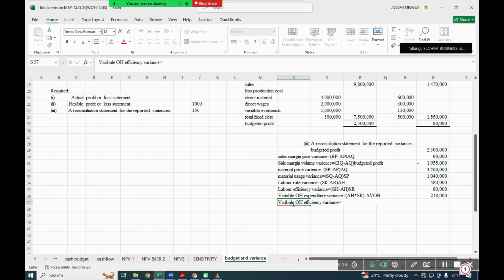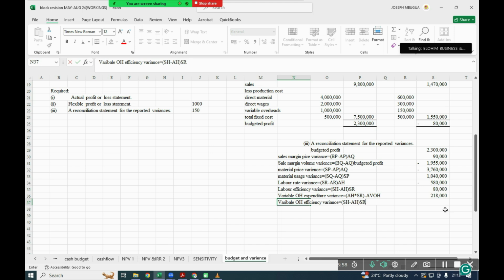And this one is standard hours. So standard hours minus actual hours into standard rate. It's almost the same thing with the labor efficiency. The only difference is on the standard rate, because the rates are different.